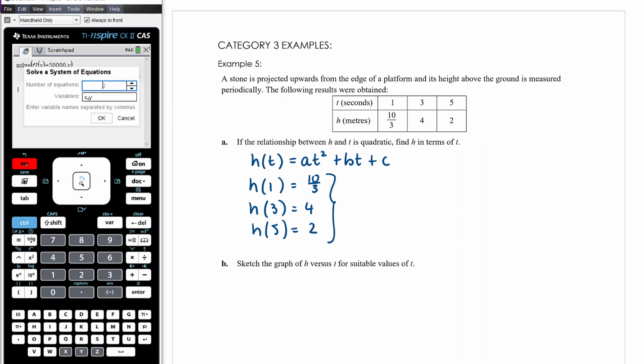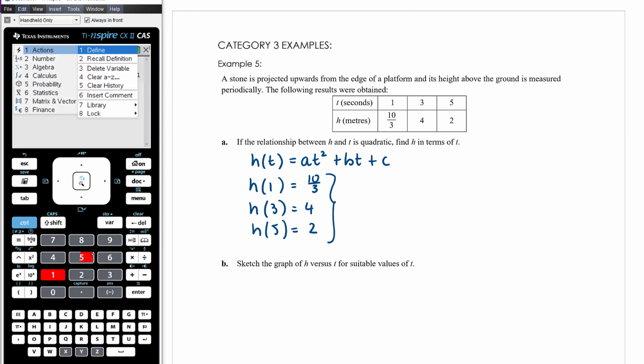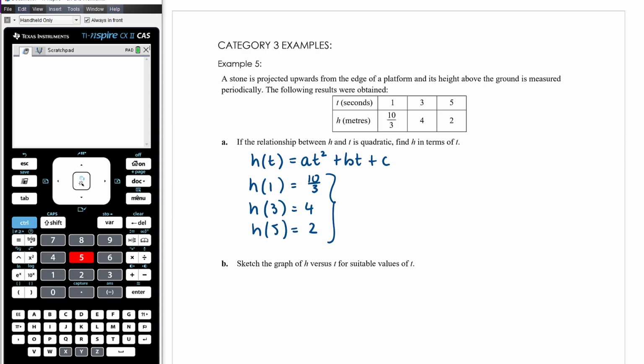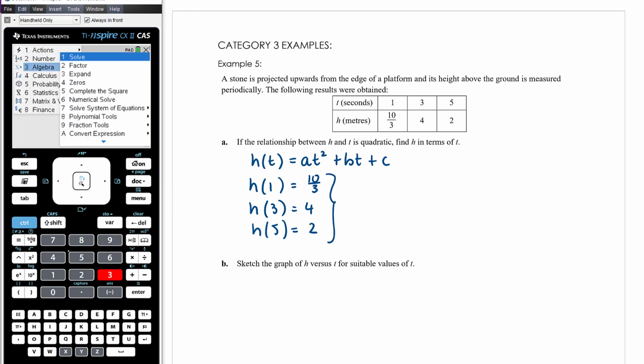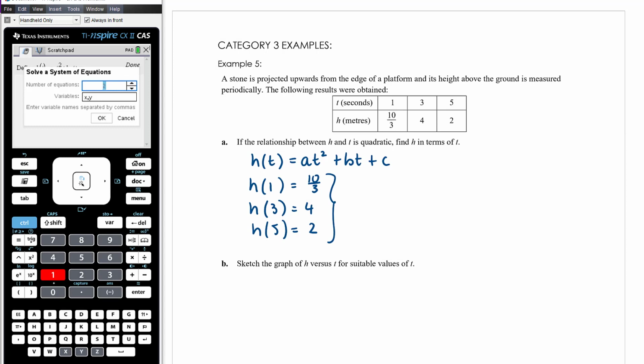Okay, so menu 371. No, sorry, before I do that, I've got to define my function. I'm just going to do menu 15 and delete that last question. Okay, so menu 11 to define h of t, and it is a times t squared plus, remember you need the multiplications, b times t plus c. Okay, good. Now we want to solve our simultaneous equations. Menu 371. We've got 3 equations and the unknowns are not x, y, and z. They are a, b, and c.